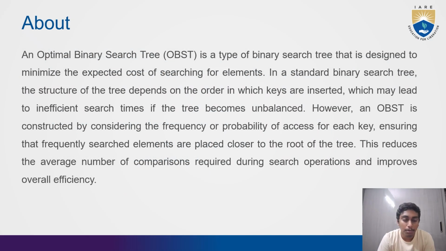about the problem. An optimal binary search tree is a type of binary search tree that is designed to minimize the expected cost of searching for elements. In a standard binary search tree, the structure of the tree depends on the order in which keys are inserted, which may lead to inefficient search times if the tree becomes unbalanced. However, an OBST is constructed by considering the frequency or probability of access for each key, ensuring that the frequently searched elements are placed closer to the root of the tree. This reduces the average number of comparisons required during search operations and improves overall efficiency.